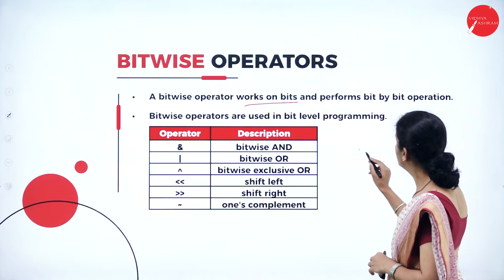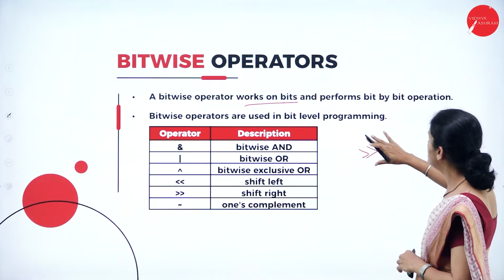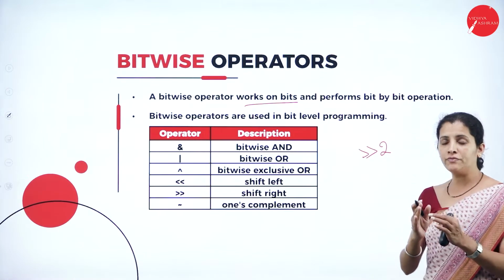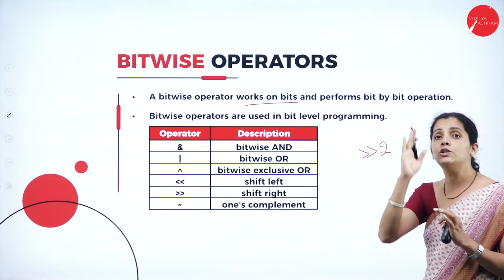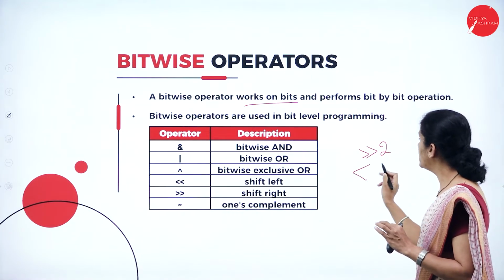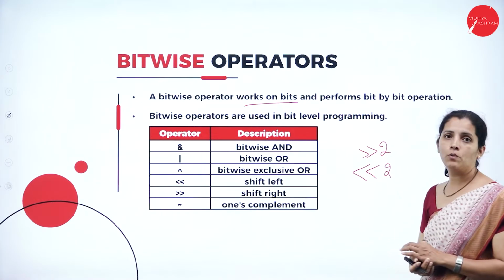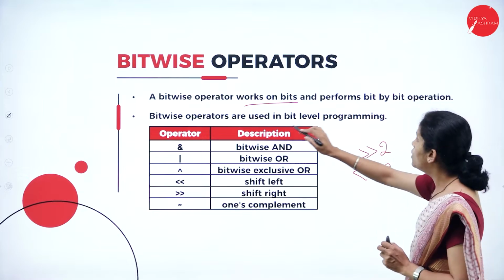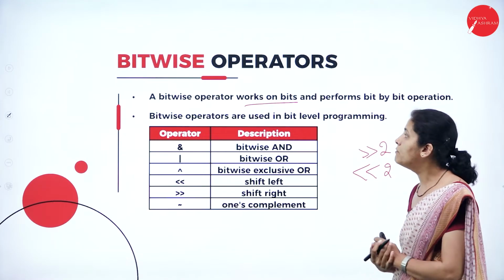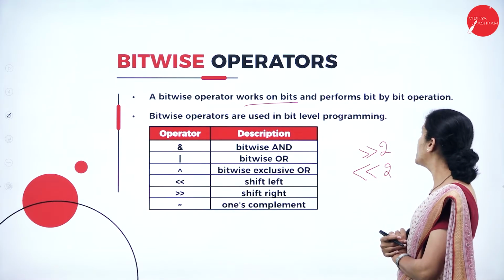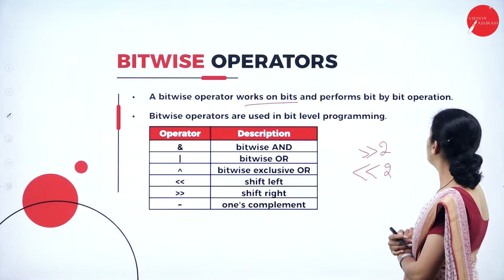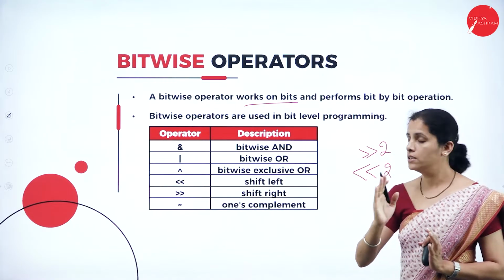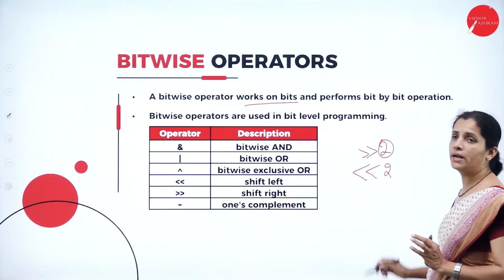If I write, okay, this is right shift 2 bits. That means I'm going to shift the bits towards the right by 2 bits. And if I write like this, then I'm going to shift the bits towards the left. So, a bitwise operator works on bits and performs bit by bit operation. That means I'm going to shift the bits. And here I have specified 2 bits in the sense what?